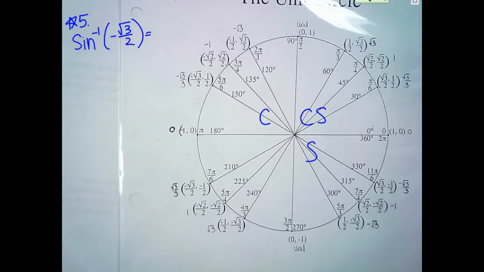I want sine to be negative. Sine's y, right? So I know I'm here somewhere. So I want sine to be negative root 3 over 2. Well, these are all the signs, but this quadrant doesn't even matter. Y is negative down here. Okay, right. So y'all are going to call this 5 pi over 3. Is that what you got? Yep. And it's wrong.